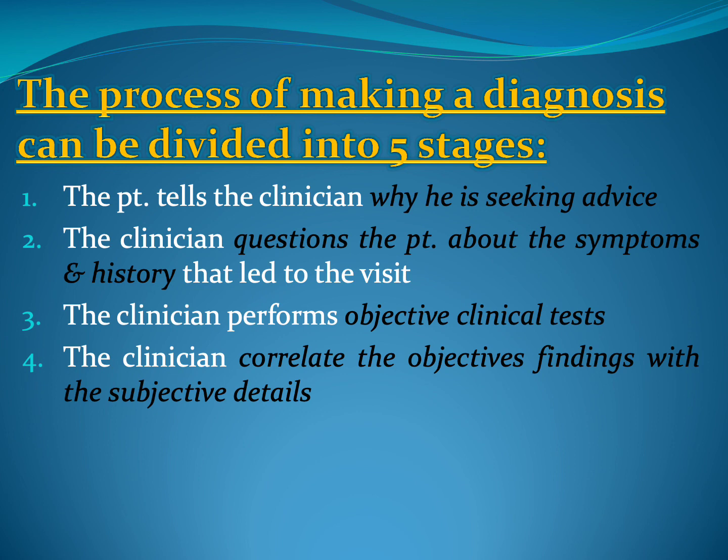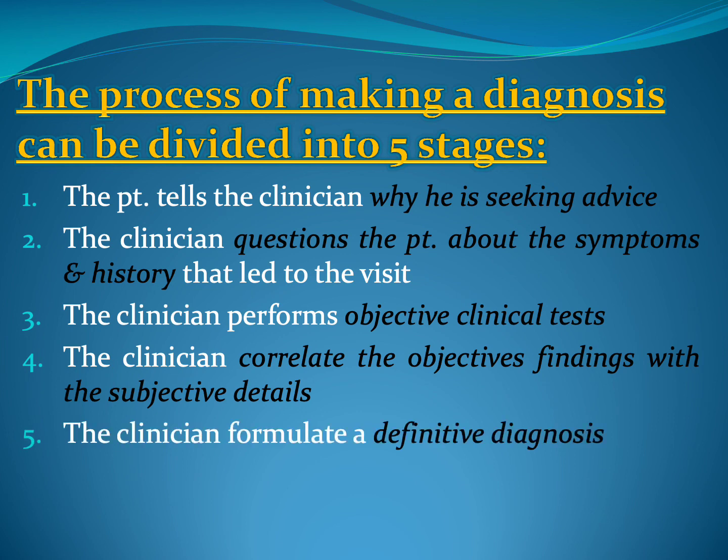For example, he feels pain on sweets. He feels pain when he drinks cold water. So these are the subjective details which the patient tells us about. But the objective findings come when we do a clinical examination for the patient. Finally, the clinician formulates a definitive diagnosis after he correlates the objective and subjective details.